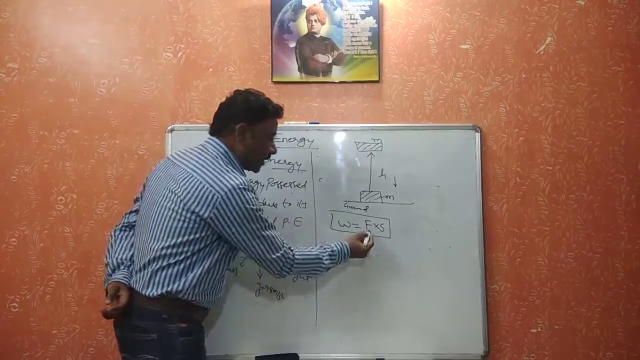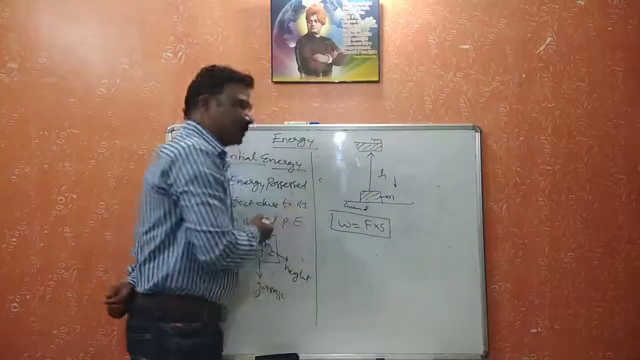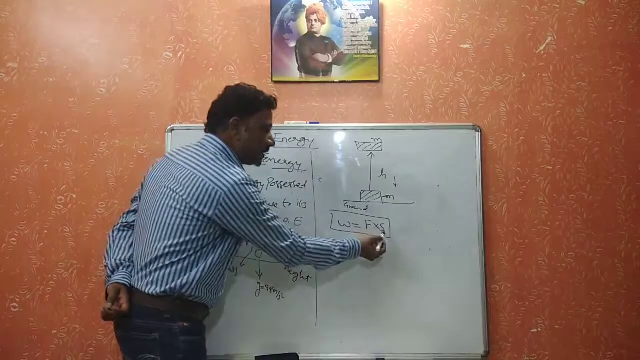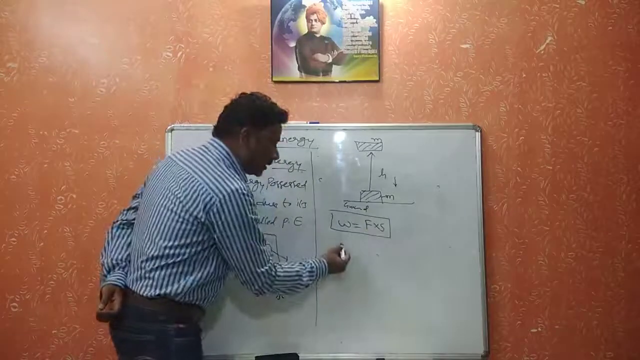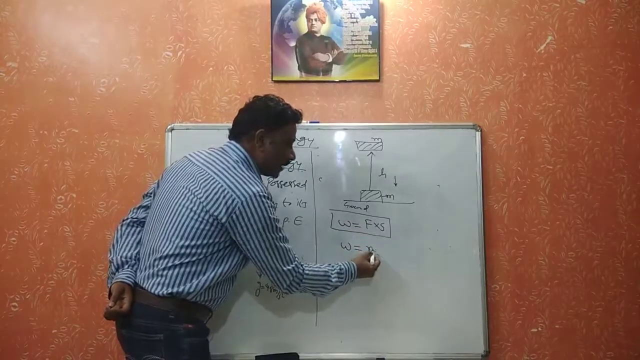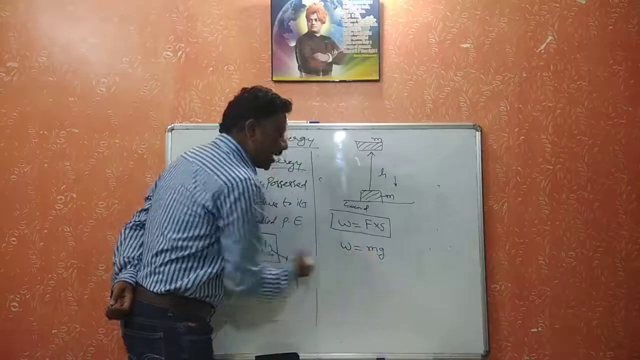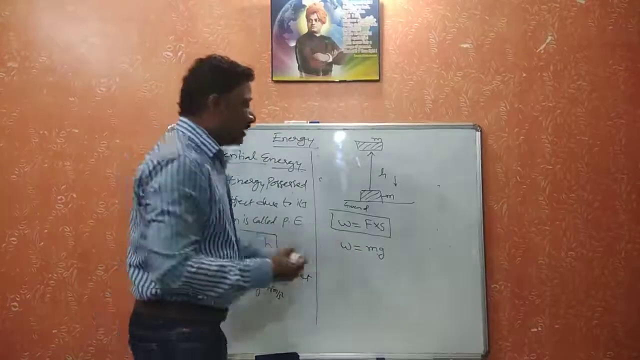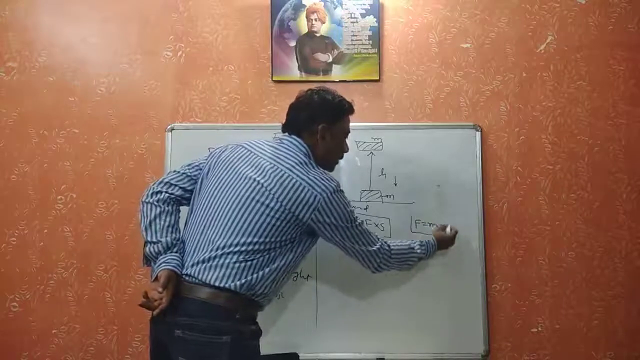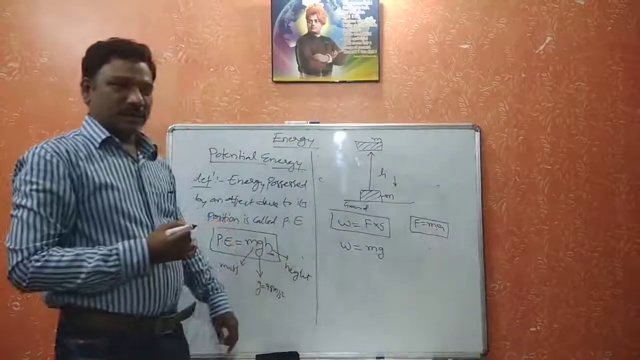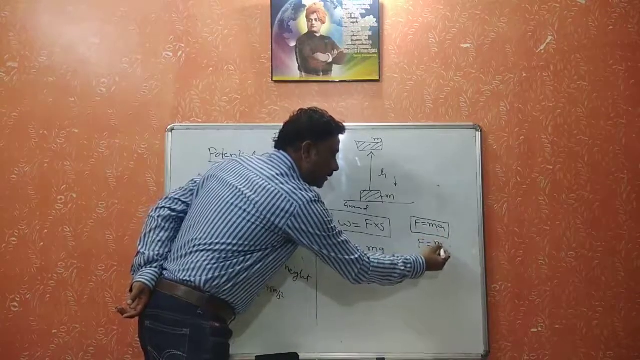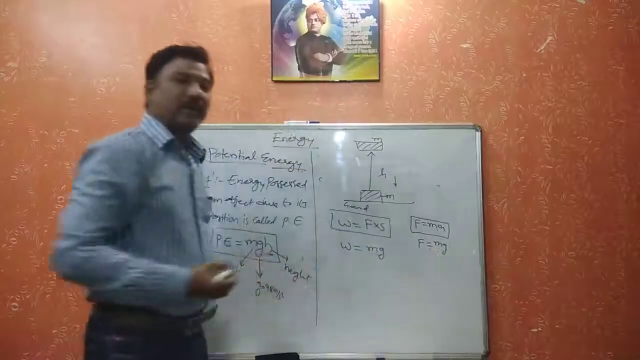Now, substitute the values. What is the force applied on the object, and what is the displacement of the object? The force applied on the object F, instead of F we are writing mg. Why? Because we already know F is equal to ma, according to Newton's second law of motion. But instead of a, here I am writing g. That means F is equal to mg.